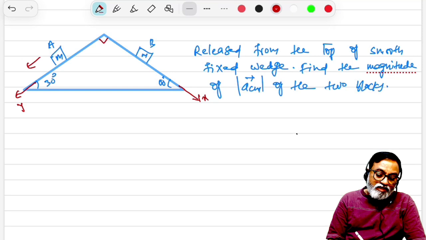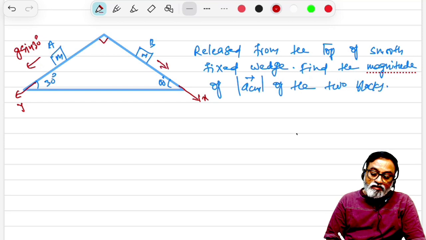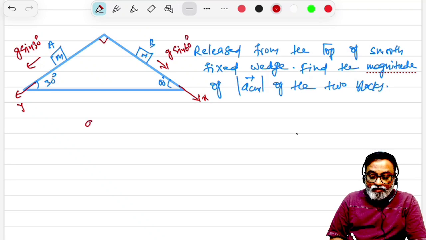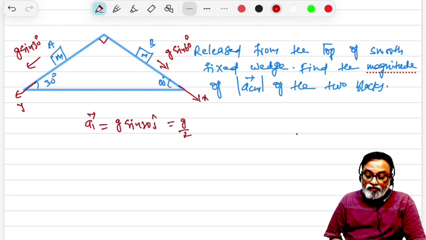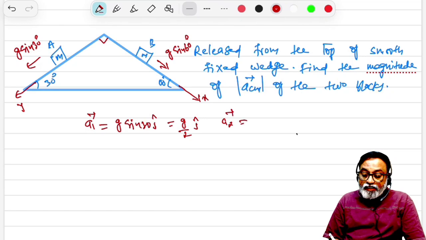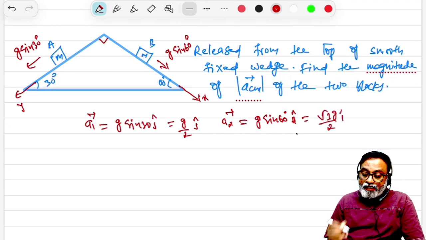And it is moving with an acceleration g sine 30, and the other is moving downwards with g sine 60. Therefore, here a1 bar is equal to g sine 30 along the y-axis, j cap. Sine 30 means 1 by 2, so g by 2 j cap. A2 bar is equal to g sine 60 along the x-axis, that is i cap. Sine 60 is root 3 by 2. Therefore, root 3 g by 2 i cap.